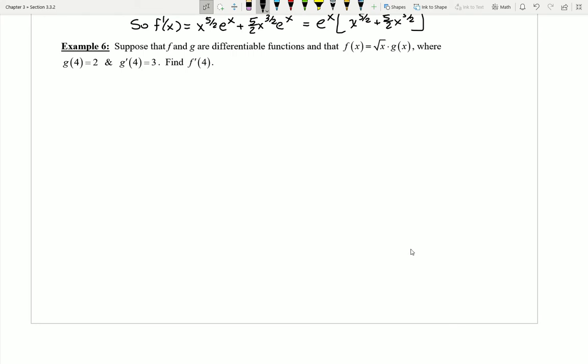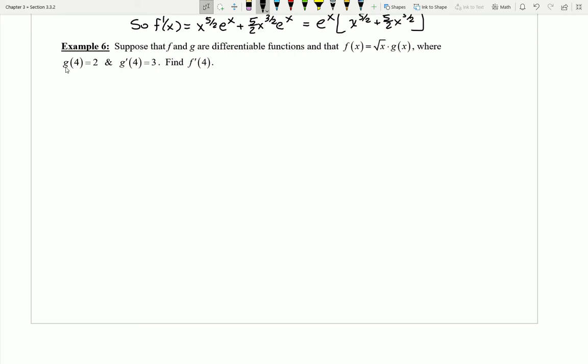Suppose that f and g are differentiable functions, and that f of x is equal to the square root of x times g of x. So it's square root of x times something. Maybe it's square root of x times sine of x, or square root of x times x squared. Like, I don't know what this g of x function is. But here's what I do know.